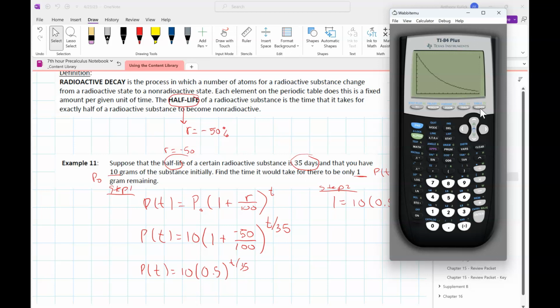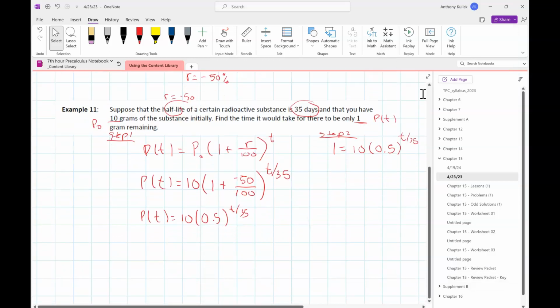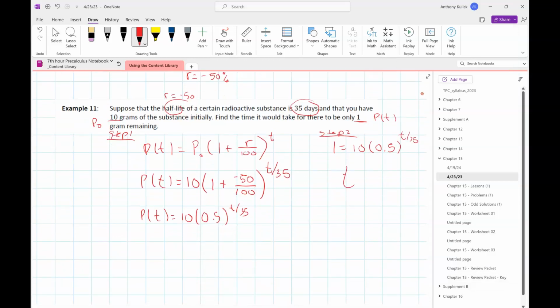So I press graph. Here's my decay function. There's my line for y equals 1. There's my intersection: second trace, intersect command, enter, enter, enter. And T is about 116 days. Everybody feel about okay there?